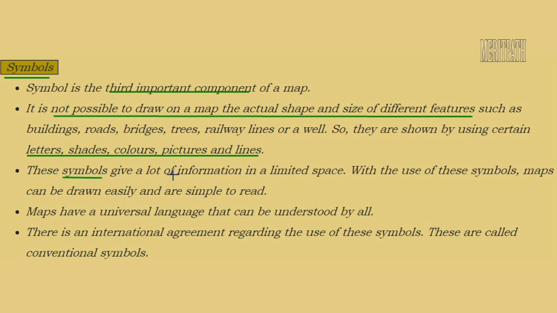So these symbols give a lot of information in a limited space. With the use of these symbols, maps are easily drawn and help us to read a map very easily. So these maps have a universal language. With the help of the symbols, they have a universal language. So there is an international agreement on the use of these symbols. So what is that international agreement with which these symbols can be universally identified by all the people of the world? These are known as the conventional symbols. These are accepted universally in the world.